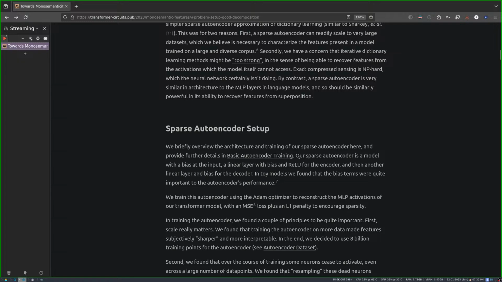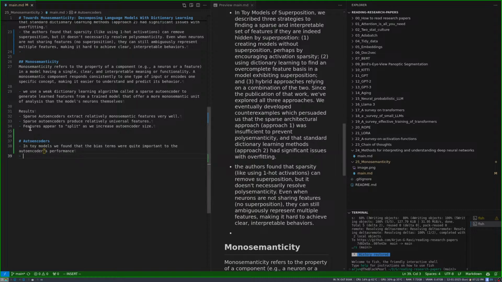Our sparse autoencoder is a model with a bias in the input, a linear layer with bias and ReLU for the encoder, and another linear layer and bias for the decoder.